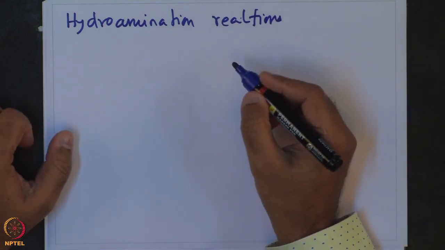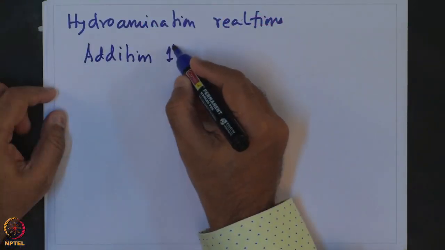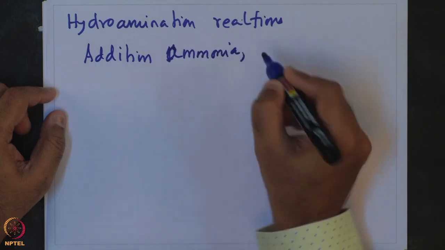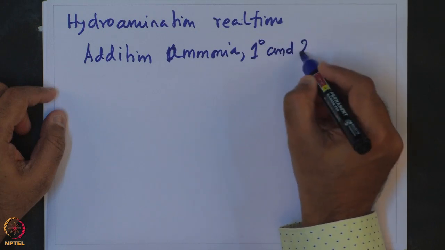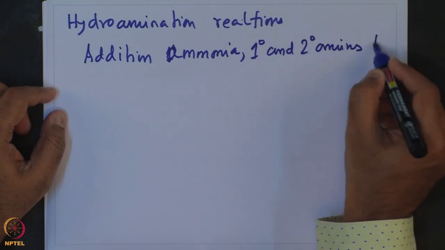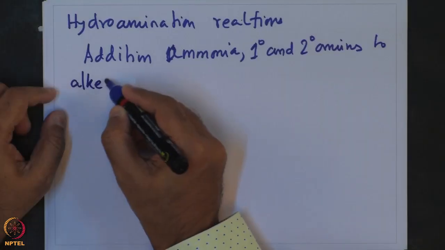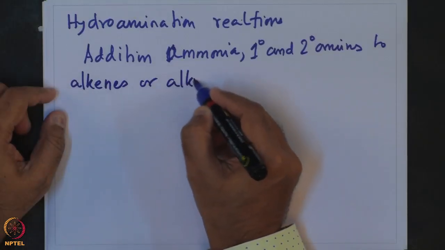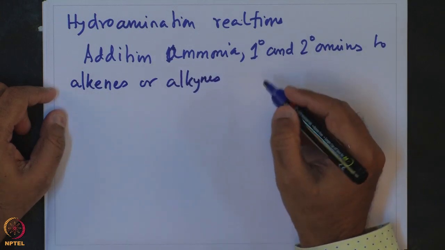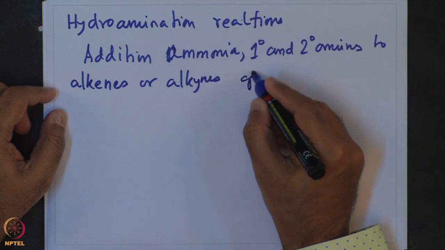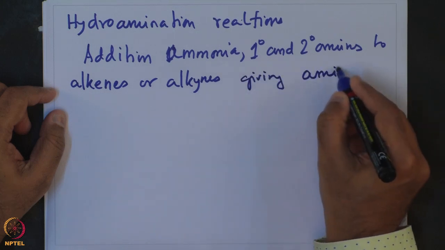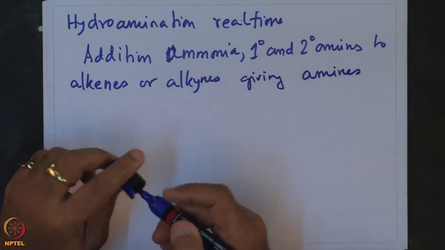Hydroamination reaction is nothing but addition of ammonia or primary or secondary amines to alkenes or alkynes, yielding amines.